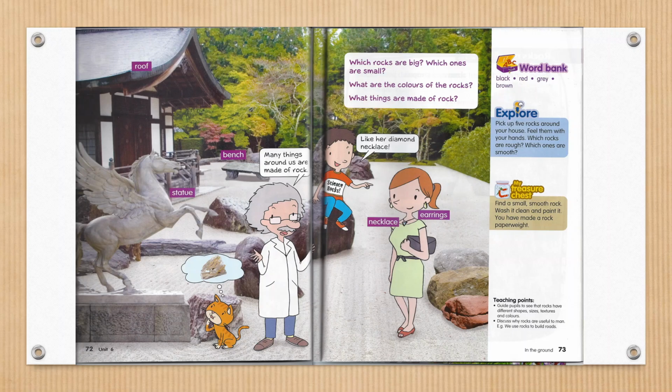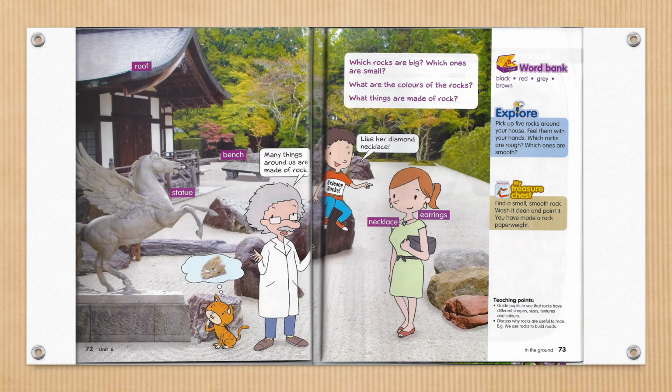On the back we have a bench and the statue. But on page 72 we have a house, a Japanese house or an Asian house, and we have the word roof. And correct, a roof can also be made of rocks. So as you can see, rocks can be used to do many things. Let's check the word bank. We have black, red, gray, brown. Well, these are colors, and these are colors of some of the rocks that you can see in this picture.